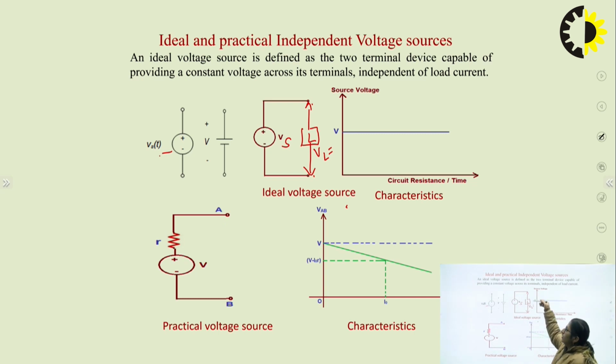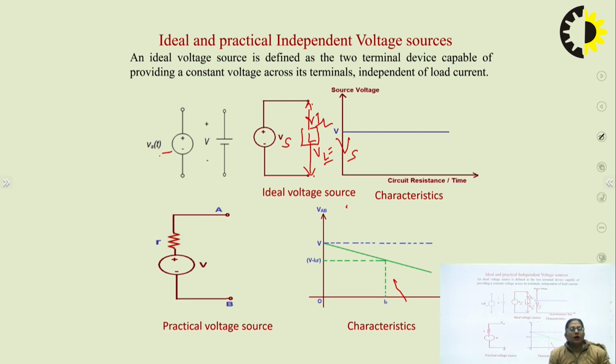As we increase the load, the current through the load will increase. But with that, the terminal voltage is going to remain the same as Vs. It is not going to change. This is what we call an ideal voltage source. It can be shown with these characteristics, V and I. It is a constant, irrespective of current, remaining at a constant value.